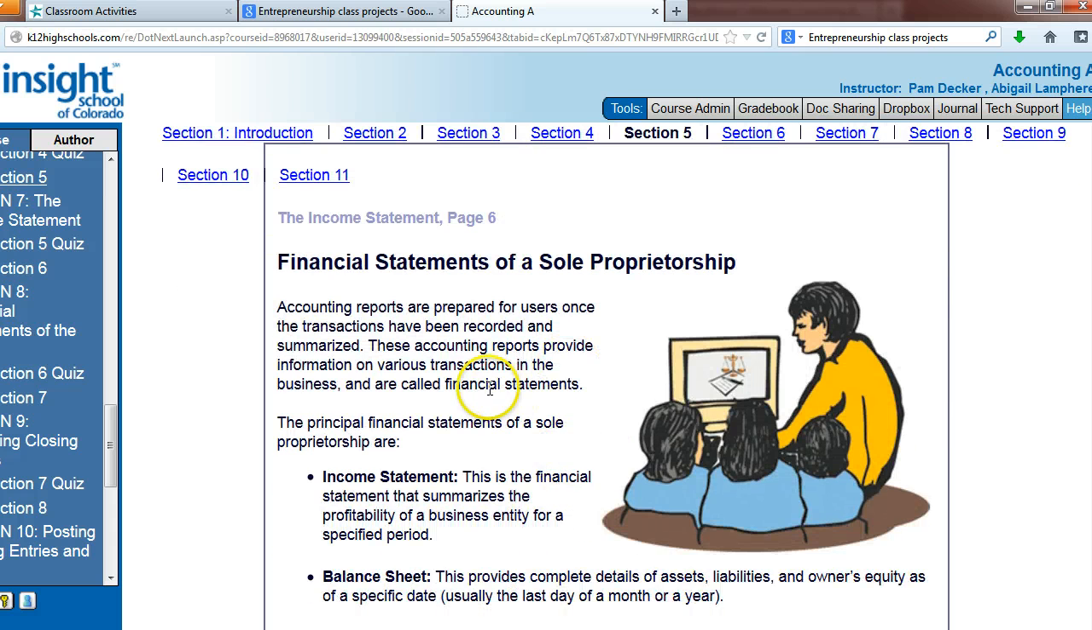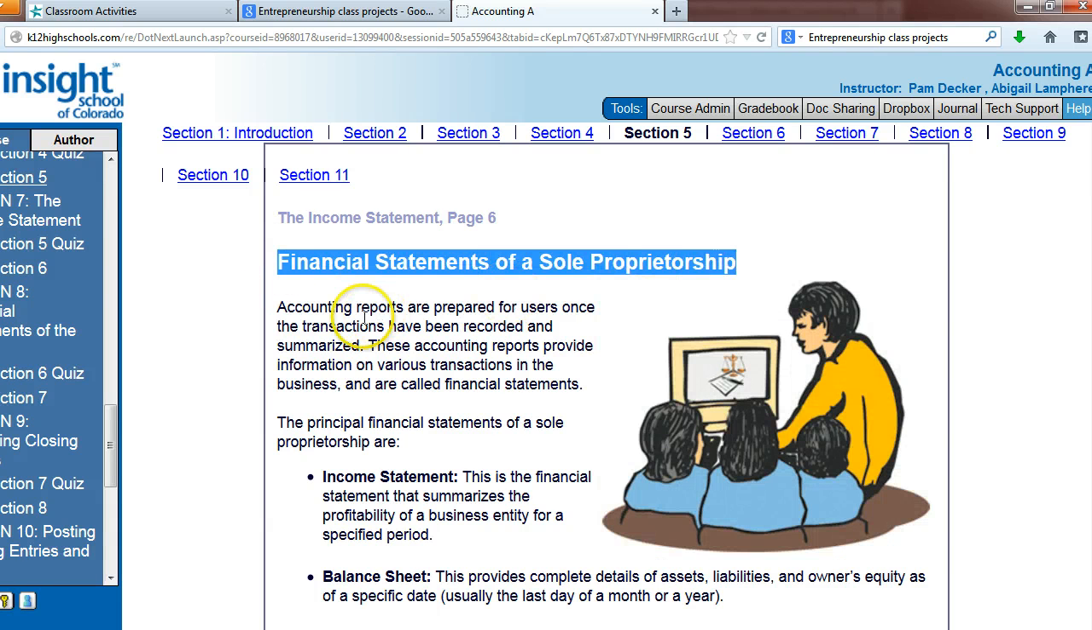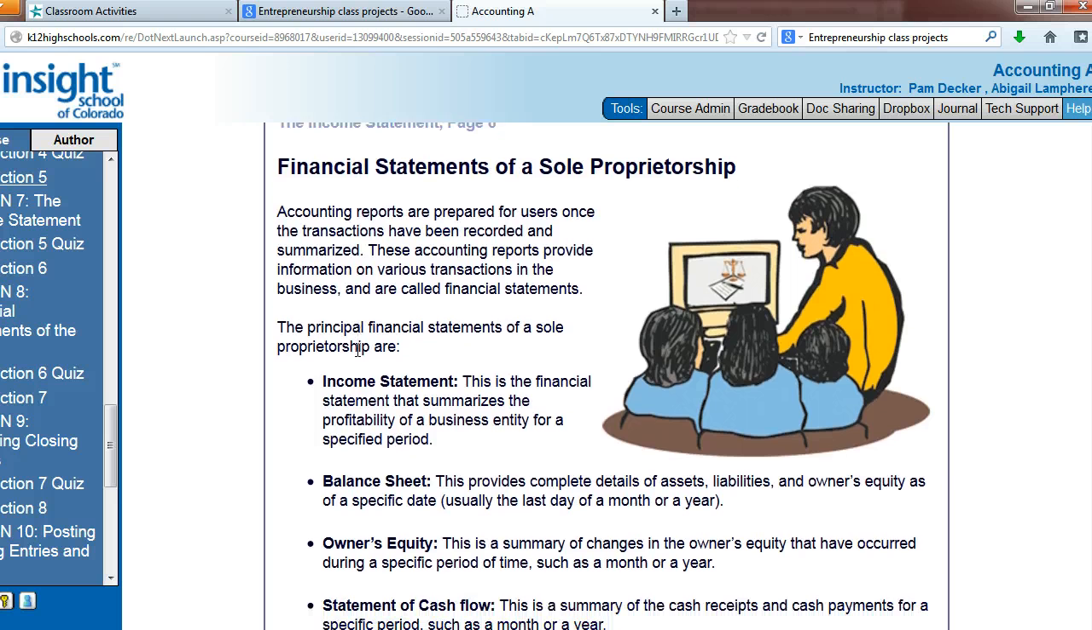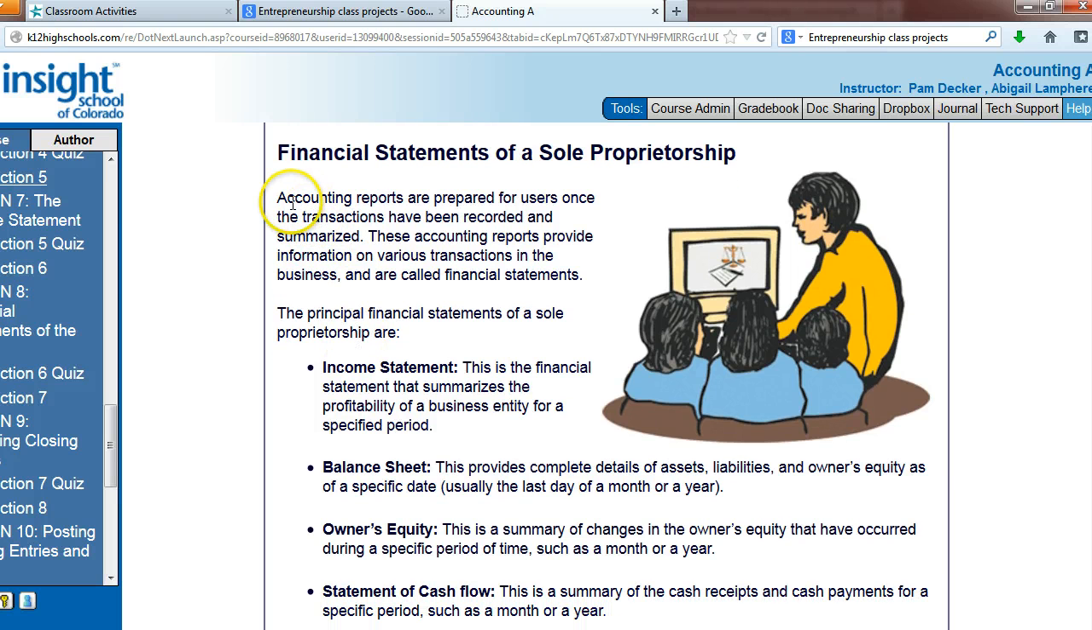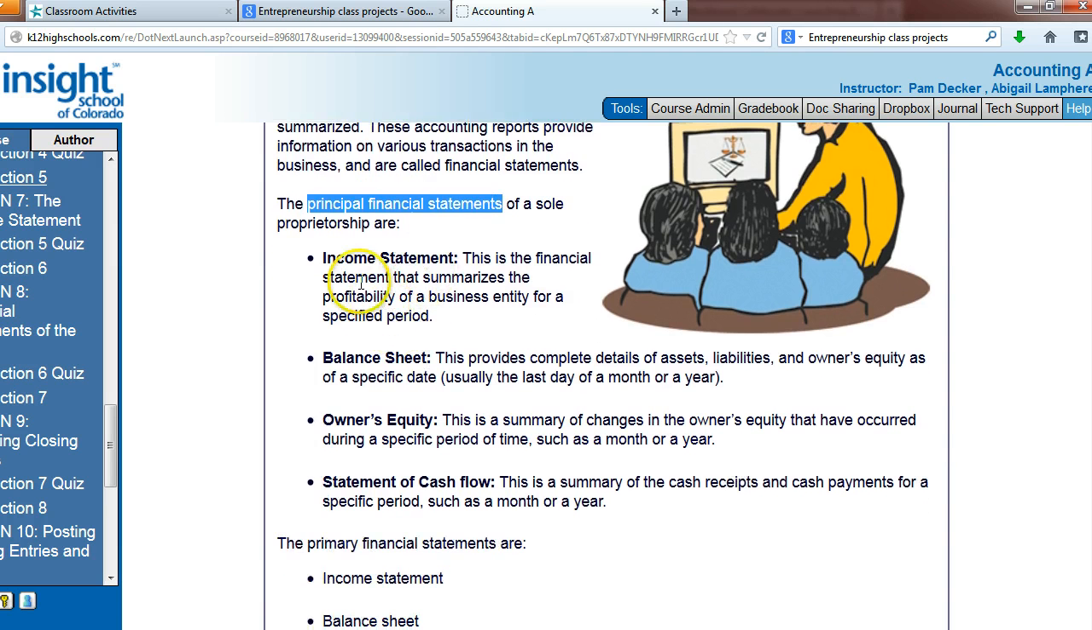Okay, financial statements of a sole proprietorship. So this is what I said we're focusing on in this section. When it comes to a sole proprietorship, there are different accounting reports prepared, and the principal financial statements of a sole proprietorship include the income statement, the balance sheet, owner's equity statement, and the statement of cash flow.